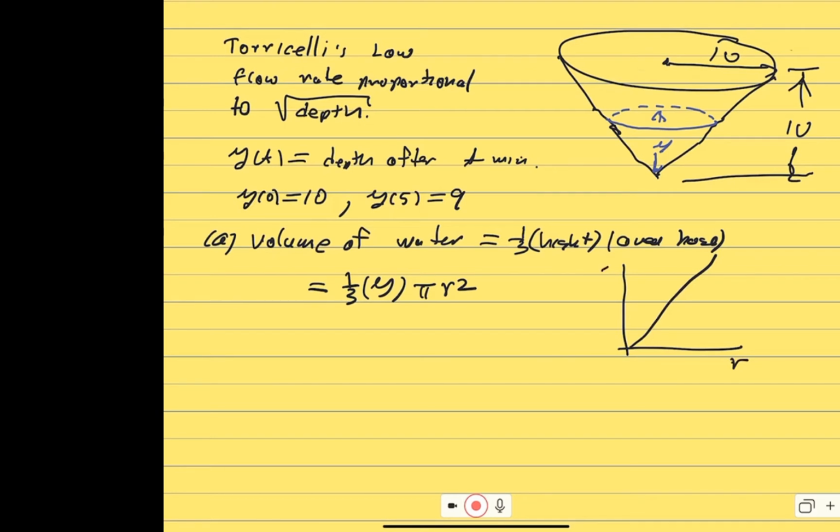Let's put r and y here. And we can see that one point on this line is 10, 10. So this just says that y is equal to r. So this is going to be 1/3 pi y cubed.